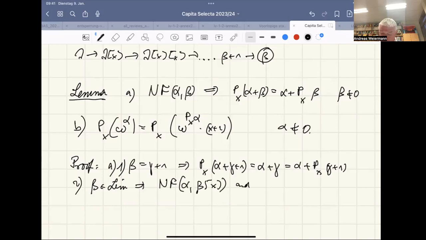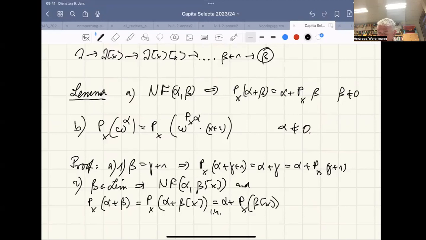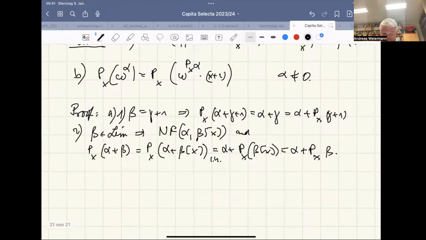And we have what? Px of alpha plus beta is, well, you have to calculate what is the fundamental sequence for this number. This is alpha plus beta of x. So we get Px of alpha plus fundamental sequence of beta at argument x. Now we can apply induction hypothesis. This is alpha plus Px of beta of x. So by magic. And this is alpha plus the predecessor of beta. That's a cool argument and really magic.